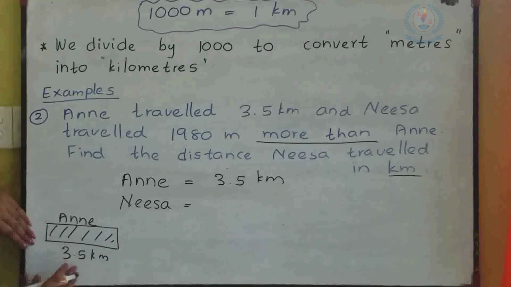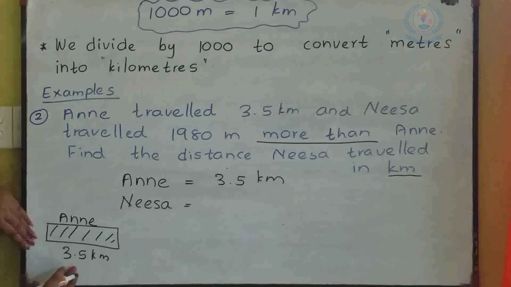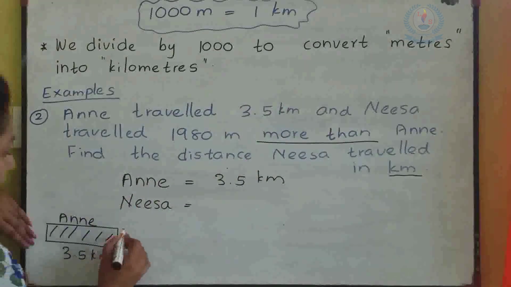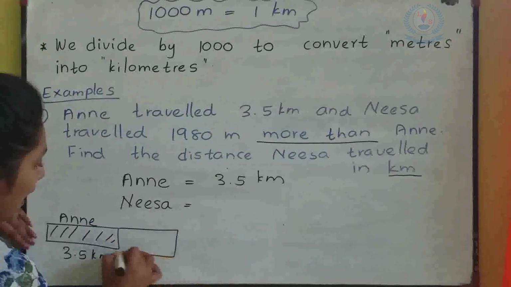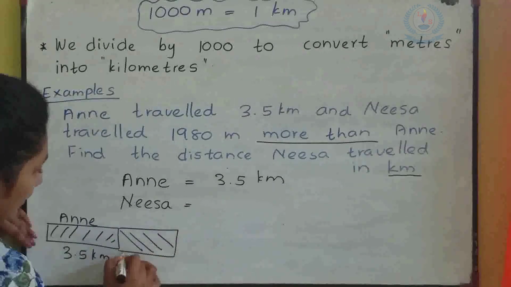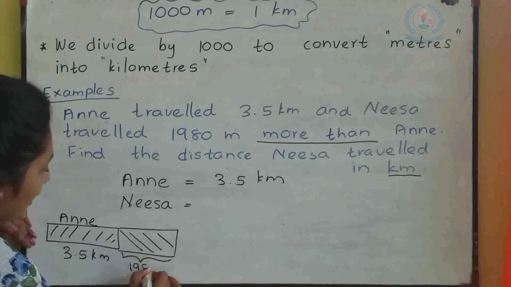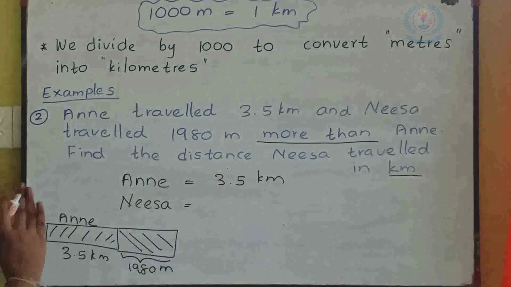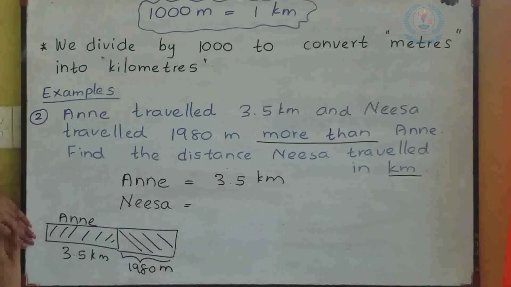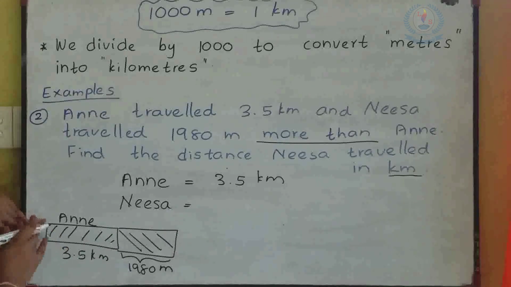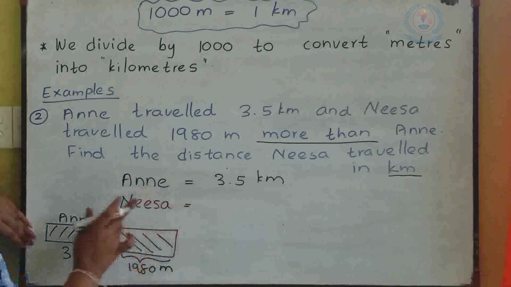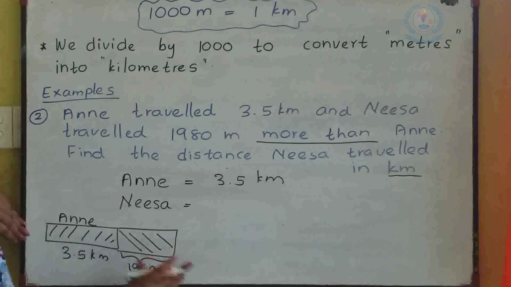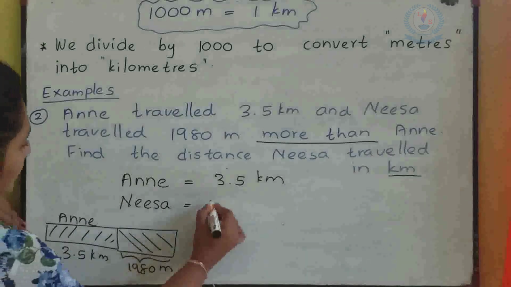Here, Anne has travelled 3.5 kilometers. Then, Lisa has travelled 1980 meters more than Anne. That means more than Anne. This is 1980 meters. Then how do we find Lisa's travelling distance? To find the answer, we need to get the total distance of those two values. Total amount. We have to add these two values.